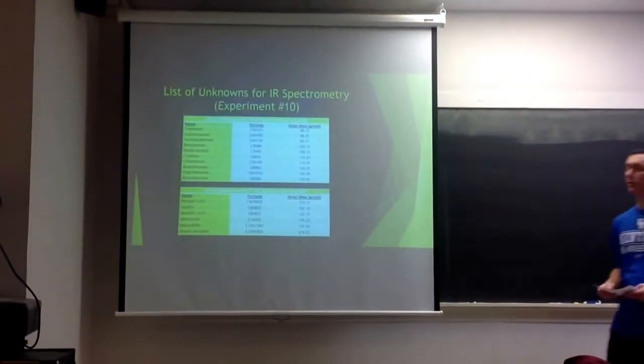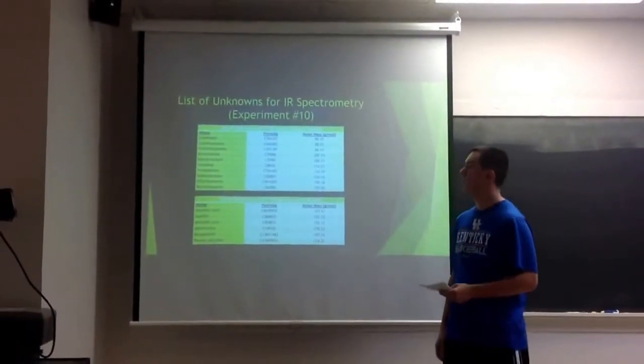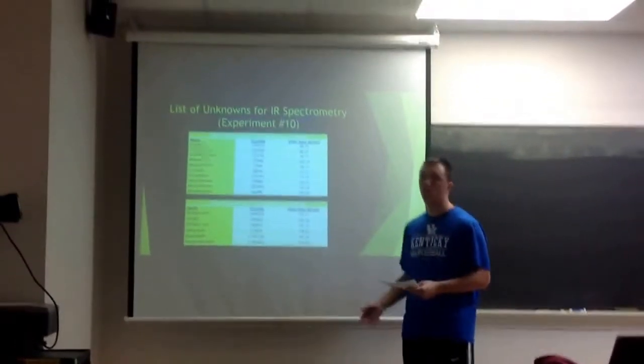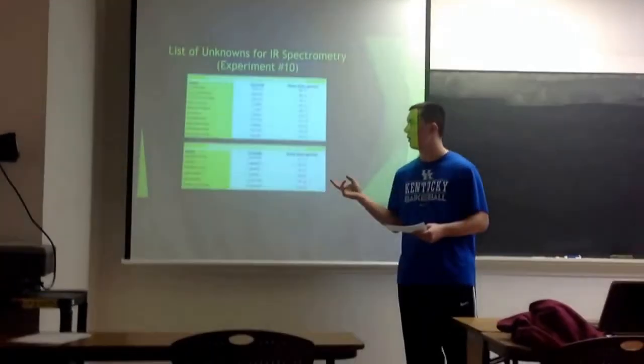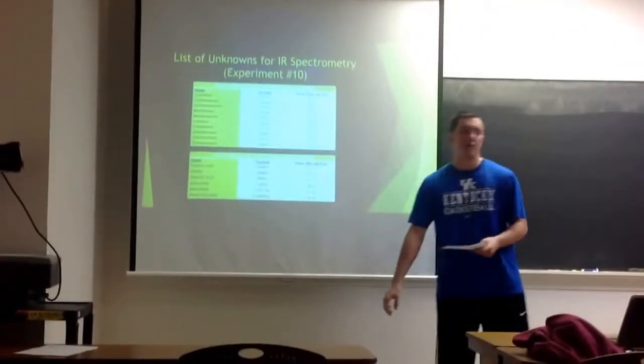This right here is the list of unknowns that we used for experiment 10. We had 10 liquids and 6 solids. Our 2 liquids were L2 and L4, and for the solids we had S5.